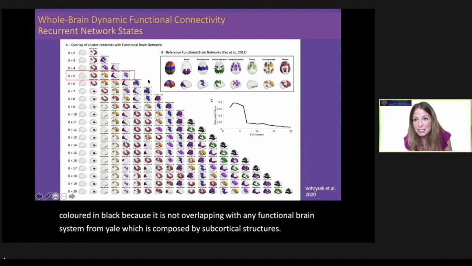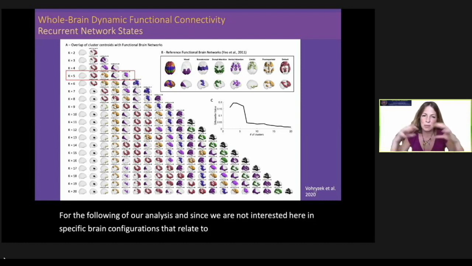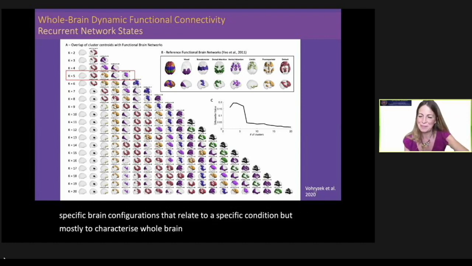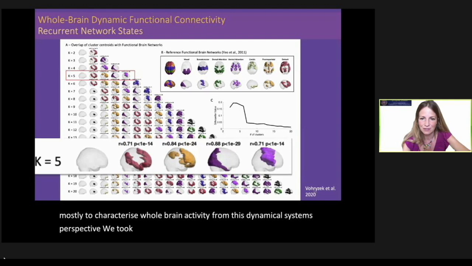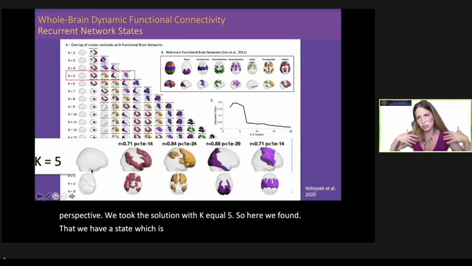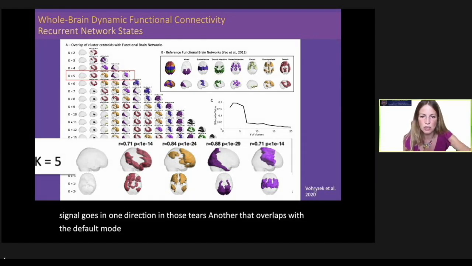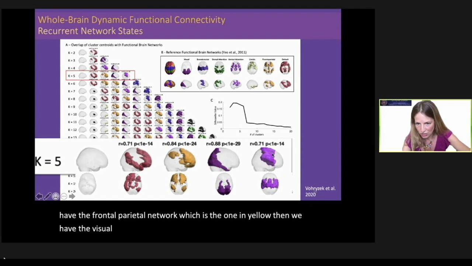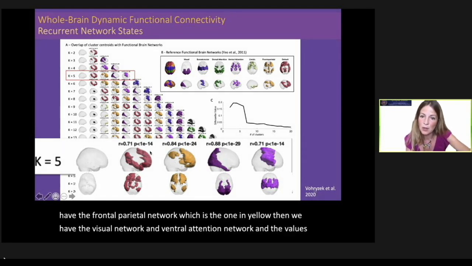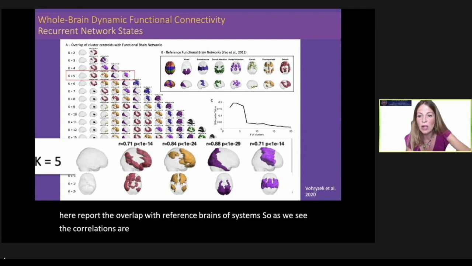For the rest of our analysis, since we are not interested here in specific brain configurations that relate to a specific condition, but mostly in characterizing whole brain activity from this dynamical systems perspective, we took the solution with k equal 5. Here we found a state which is a global state: the whole signal goes in one direction in those TRs. Another overlaps with the default mode network, the second most prominent one. Then we have the frontoparietal network, the one in yellow. Then we have the visual network and the ventral attention network. The values here report the overlap with reference brain subsystems. As we see, the correlations are really strong and the p-value is really low, so we can say that we have functionally meaningful patterns.